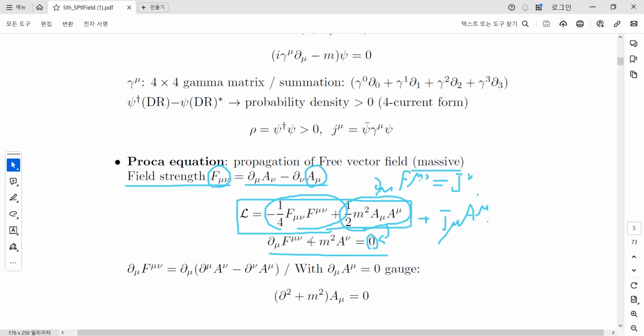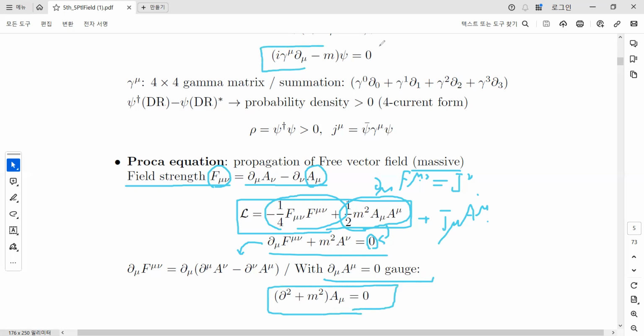And also we can construct such a vector field Lagrangian from the quantum field theory point of view, satisfying gauge invariance and unitarity conditions. But in this video, I will focus on a simple technique from the practical point of view. If we calculate this partial mu F mu nu with the definition of the field strength, the condition partial mu A mu equal to zero always occurs in this massive vector field. So the equation of motion reduces to this form, partial squared plus m squared, which becomes the Klein-Gordon form.